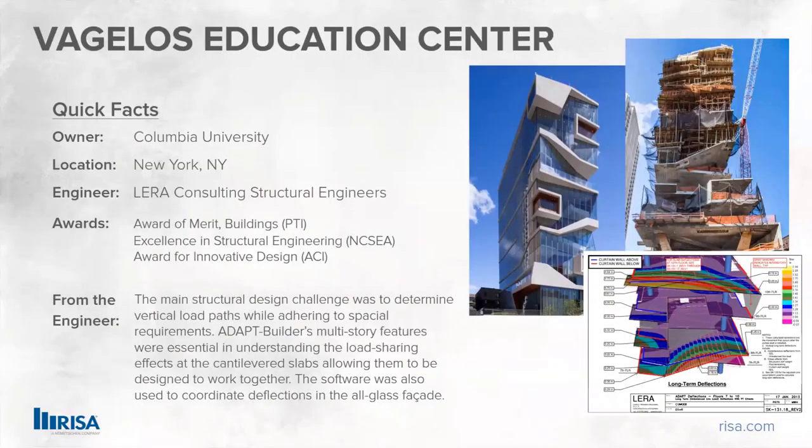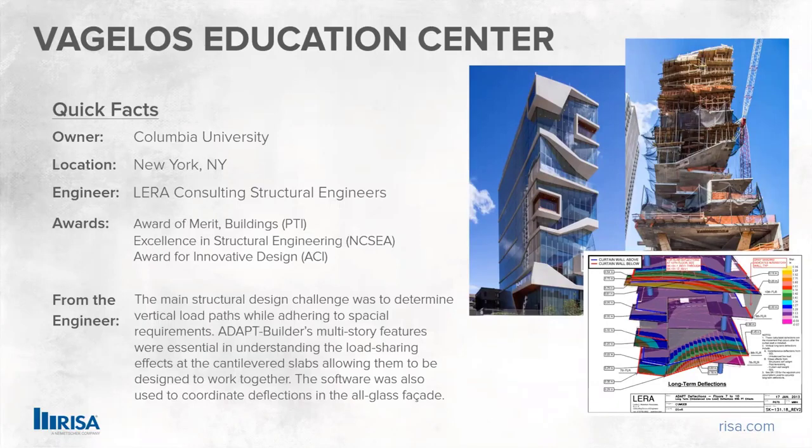So this particular project is the Vagelos Education Center at Columbia University. It has won several awards, including the Buildings Award of Merit from PTI, the Excellence in Structural Engineering from NCSEA, and the Award for Innovative Design from ACI. To put it lightly, this incredible structure has very complex geometry.